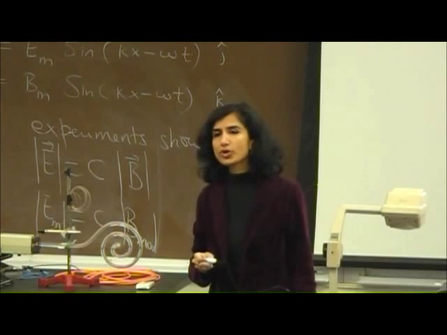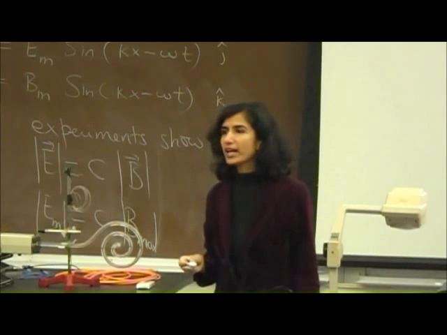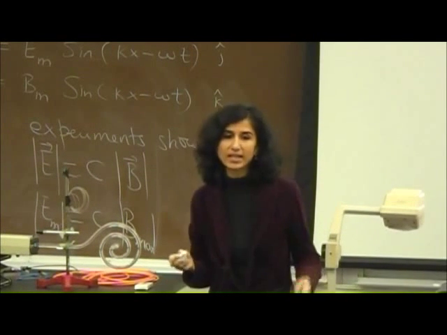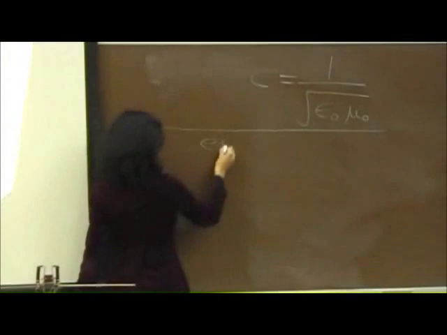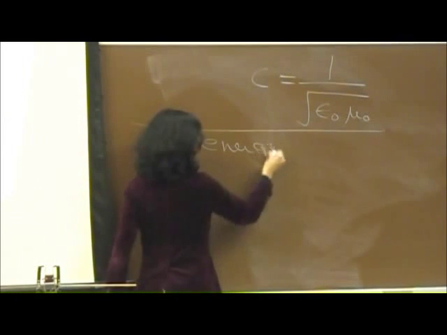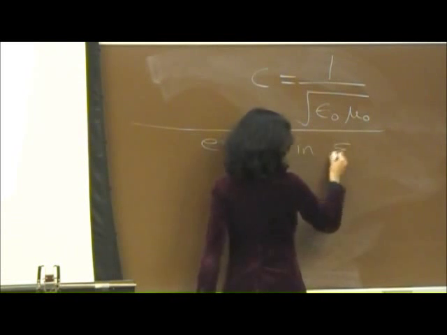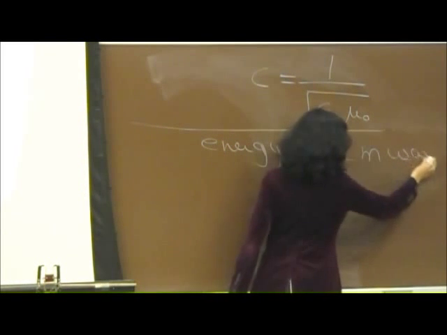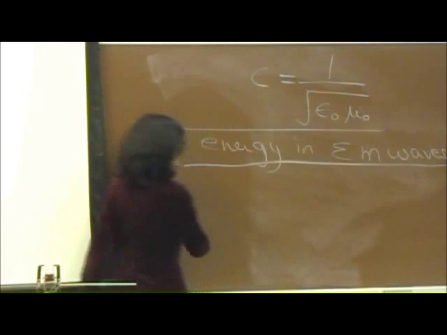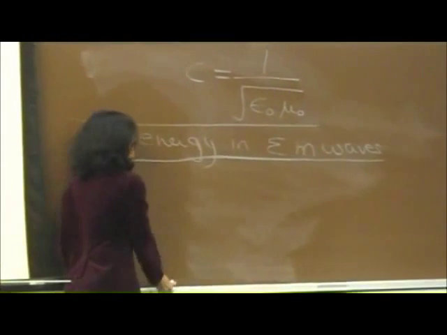Okay, now we are going to talk about how to figure out how much energy is being carried by an electromagnetic wave. In order to figure out how much energy an electromagnetic wave is carrying, since all waves carry energy, we are going to talk about something called the Poynting vector.